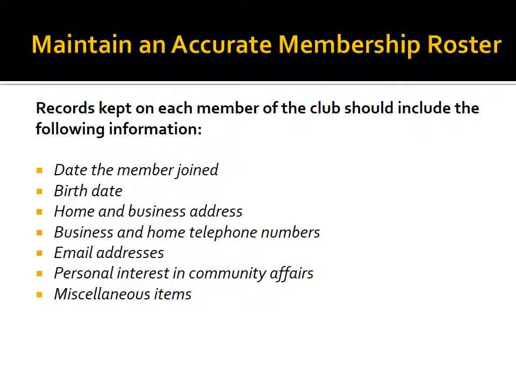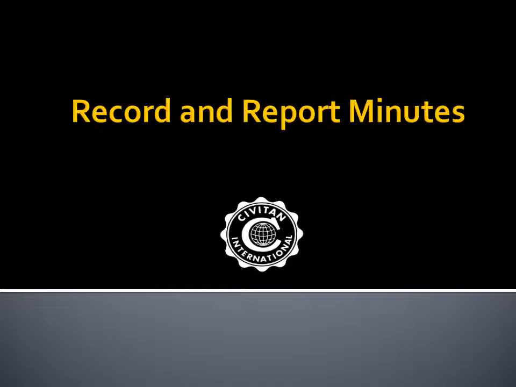The first duty that we're going to discuss in detail is maintaining an accurate membership roster. Records are kept on each of your club members and should include the following information: the date your member joined, their birth date, their home and business mailing address, their business and home telephone numbers, their email addresses, and if they have personal interest in community affairs, as well as any additional items that they want to include about themselves.